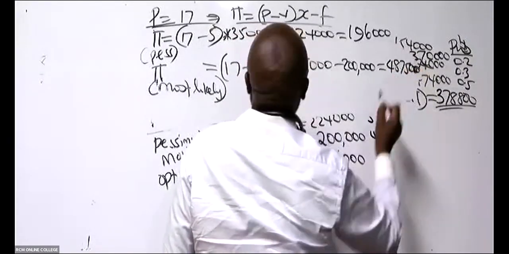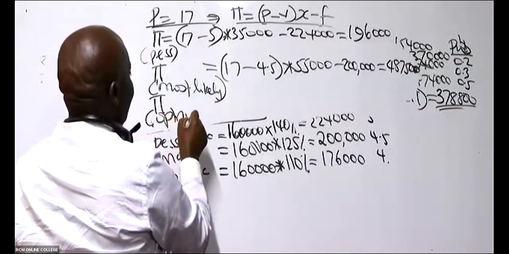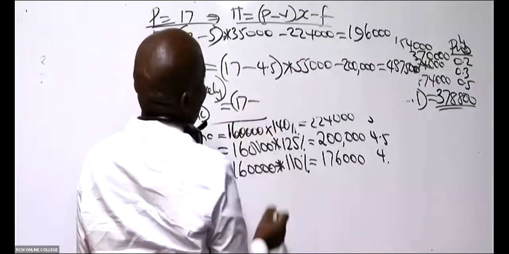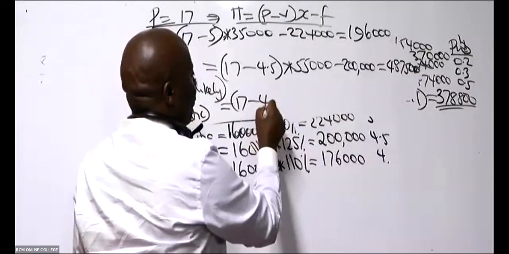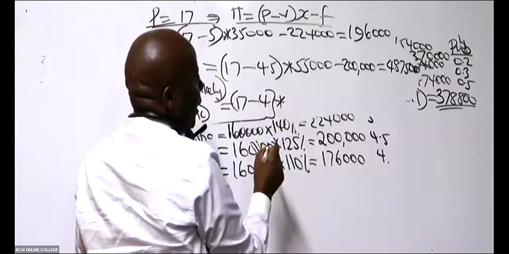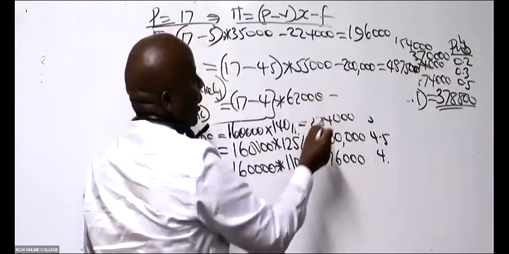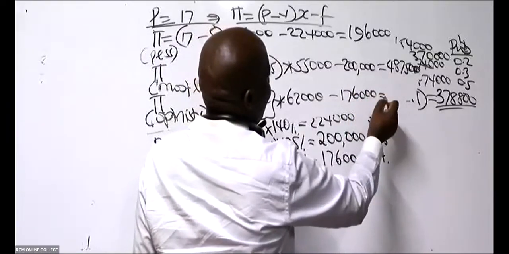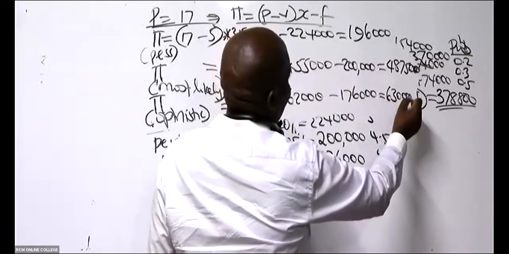487,500. Then we have here profit optimistic. So in this case, the price is 17. Variable cost 4. Optimistic demand, 62,000. Optimistic fixed cost. So which will give you what figure? 630,000.